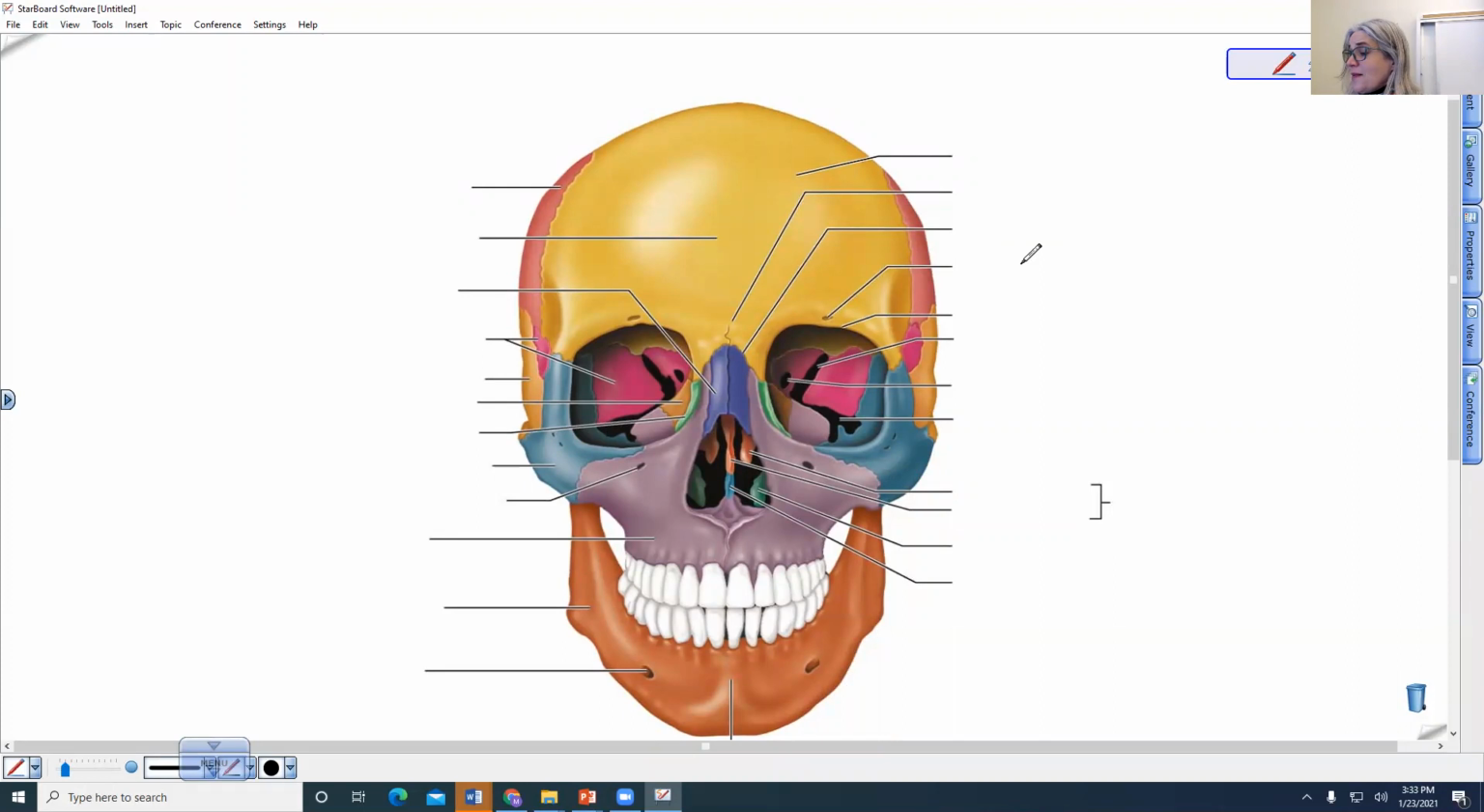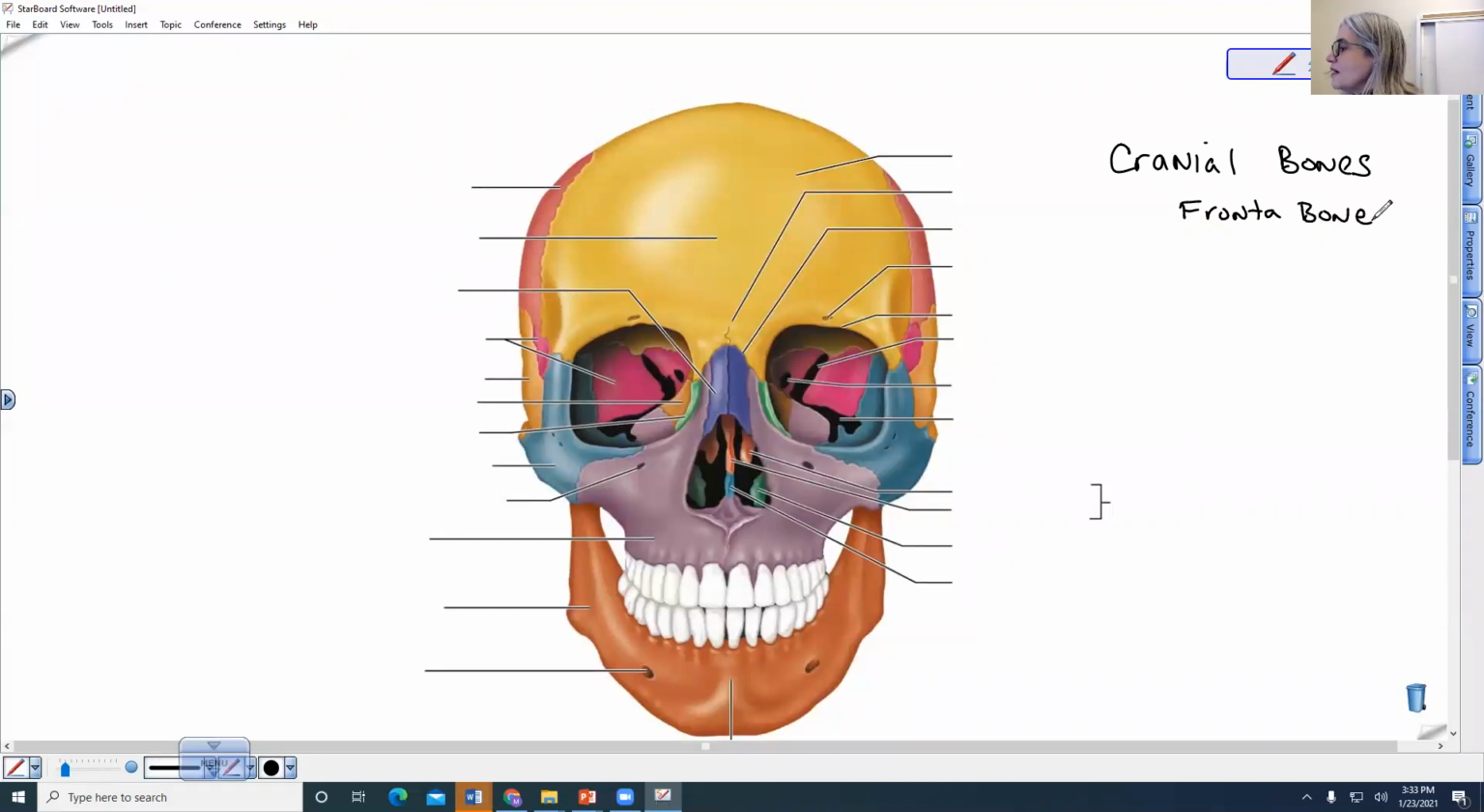So in this image, you can see both the cranium and the facial bones. So what I would like to do is to list the bones that are cranial bones. So this bone right here that is in yellow, this would be the frontal bone, and there is only one of those.